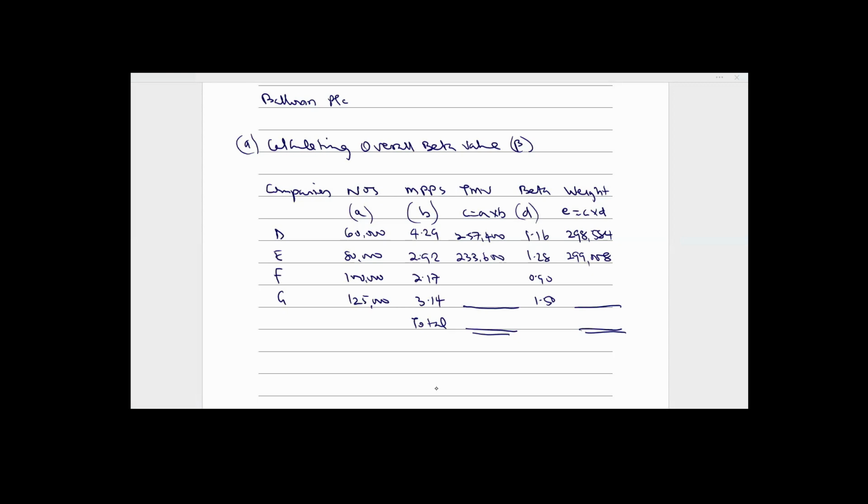The next one, 100,000 multiplied by 2.17 is 217,000. Multiplied by 0.9, mistake. 217,000 multiplied by 0.9 equals 195,300.